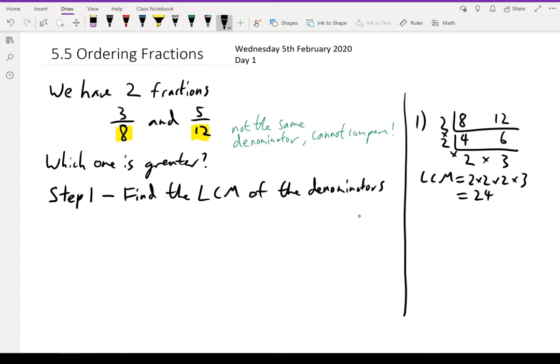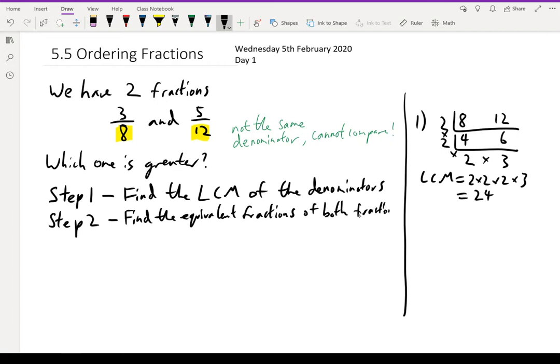Now that we found step 1, now we need to do step 2. Step 2 is to find the equivalent fractions of both fractions where the denominator is equal to the LCM. So what does that mean?